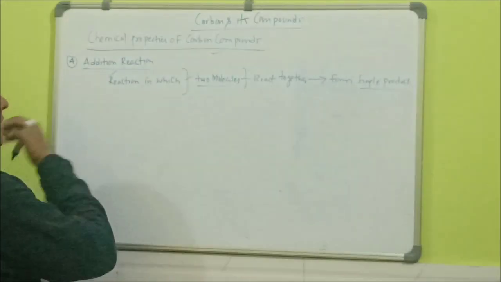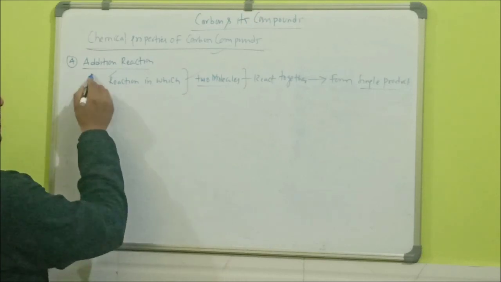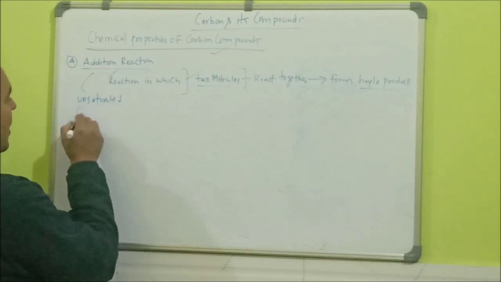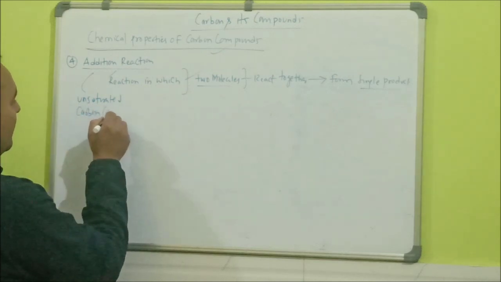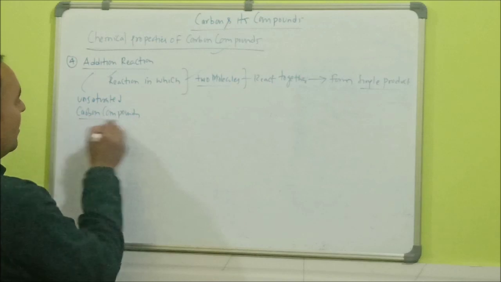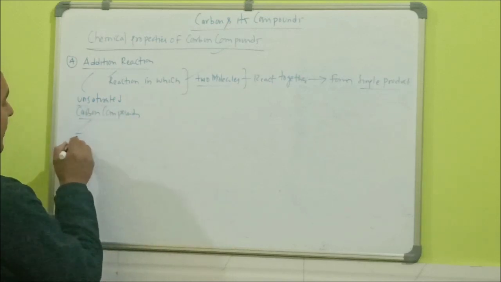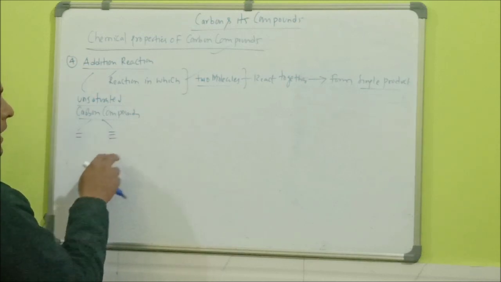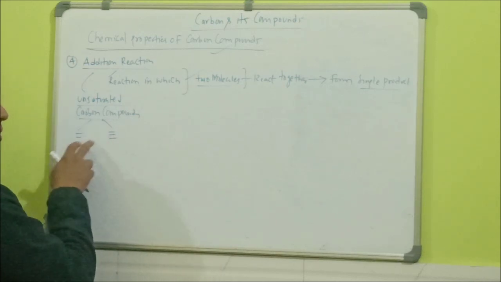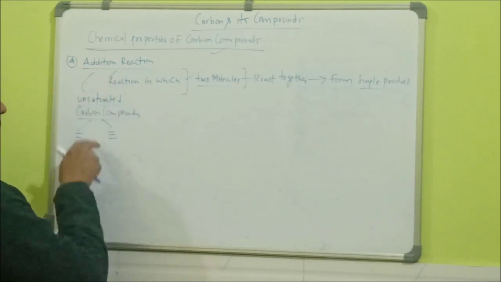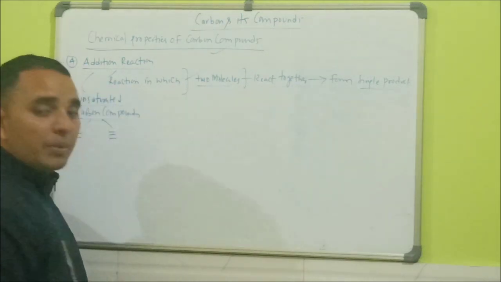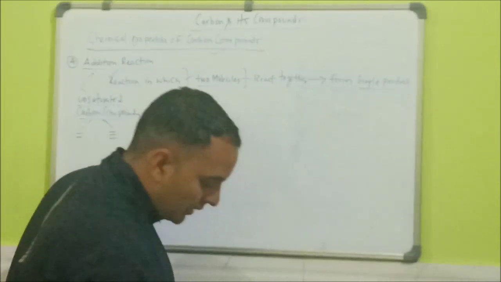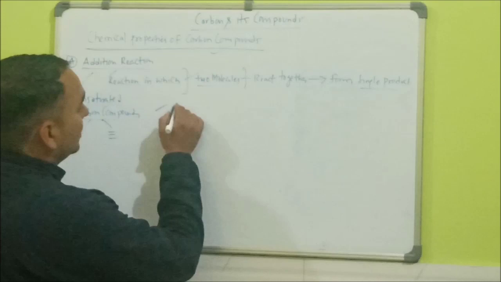We are taking here unsaturated carbon compounds. And for unsaturated carbon compounds, we have some idea that they have the presence of a double bond, or they may have the presence of a triple bond in them. So due to the presence of double bond or triple bond, they generally undergo addition reaction. Let us take some examples. I am taking the first example, that is addition of hydrogen.